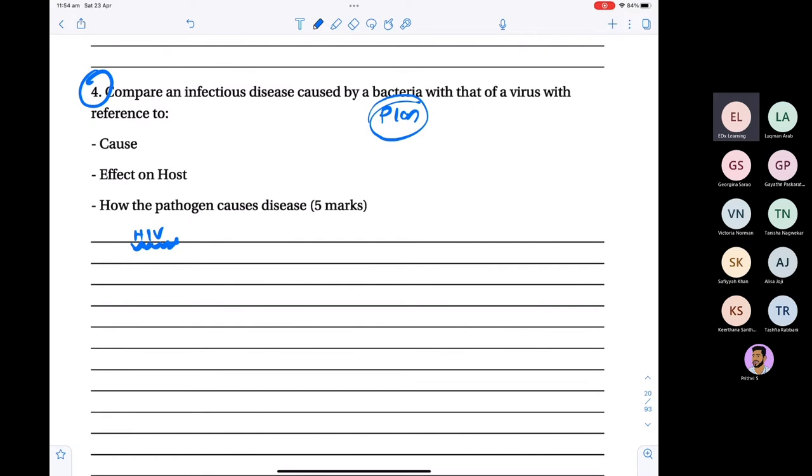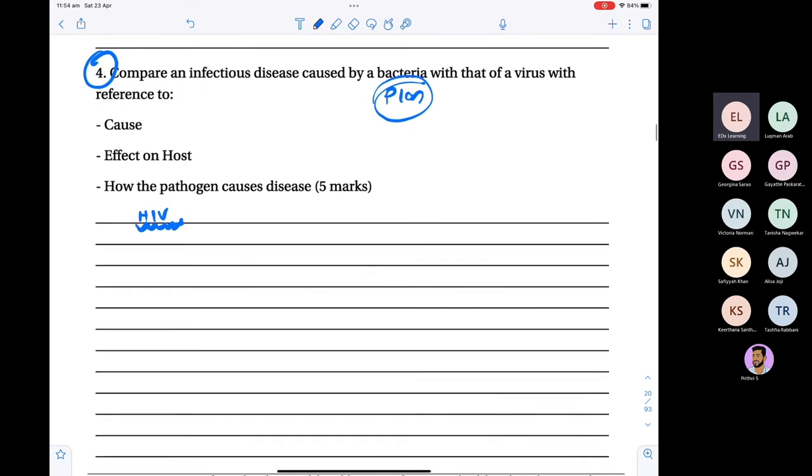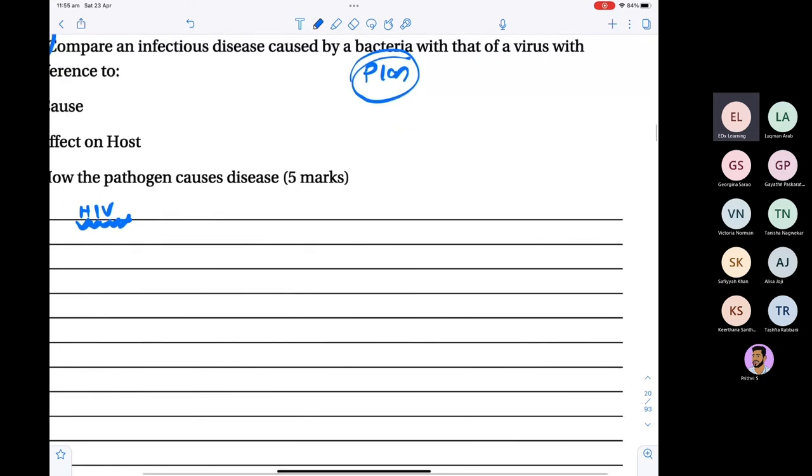Tetanus is cool, but let me pick something interesting. I think a really good one is tuberculosis, right? We're going to say tuberculosis. Really nasty. I like learning the cool, nasty diseases that are really harmful for your health.